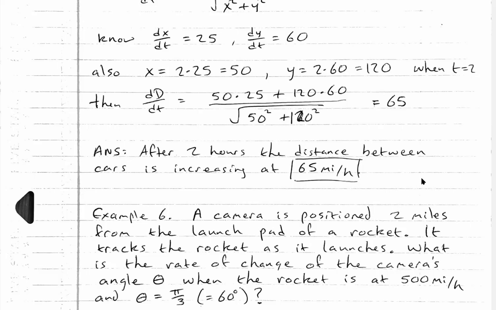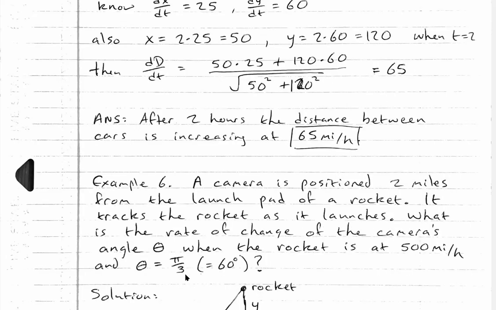A camera is positioned 2 miles from the launch pad of a rocket. It tracks the rocket as it launches. This time we're interested in the rate of change of the camera's angle, theta, when the rocket's speed is 500 miles per hour and the angle is pi over 3 radians, so that's 60 degrees. You remember, our angles are always measured in radians in this class.